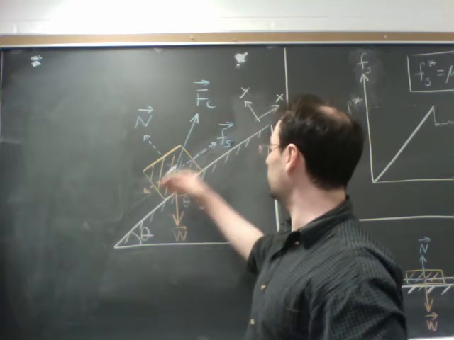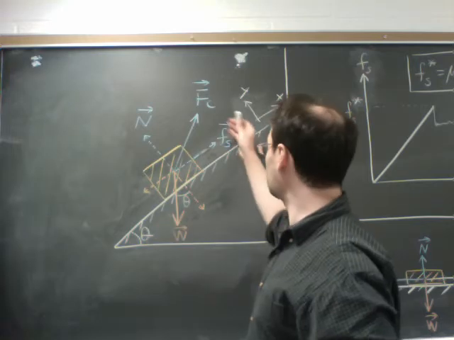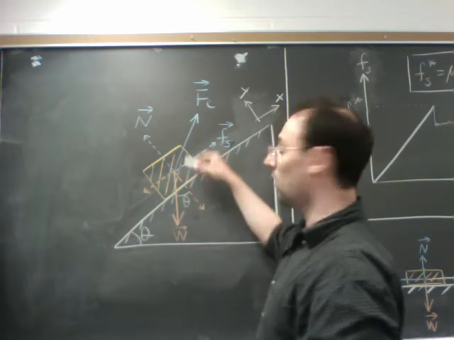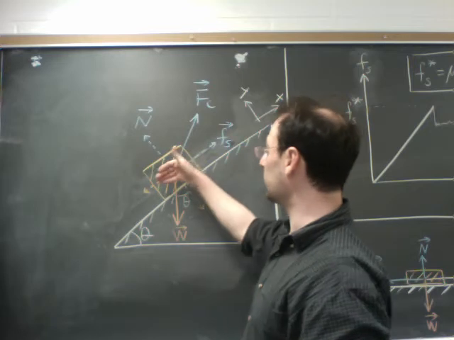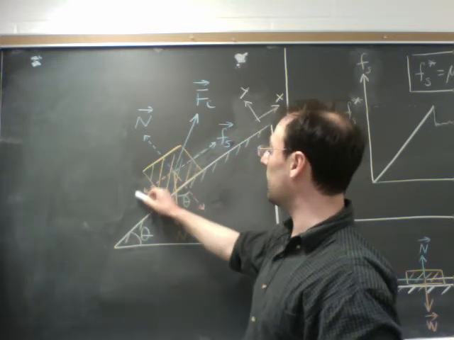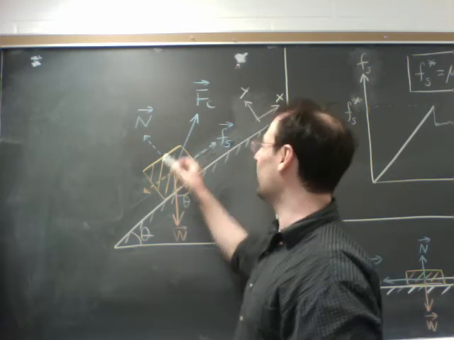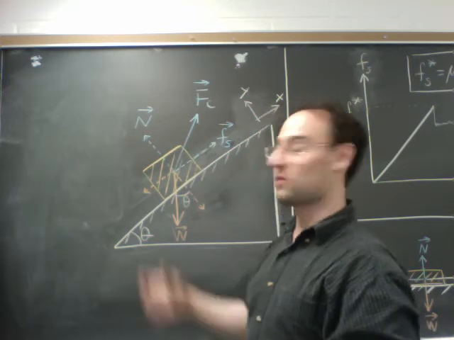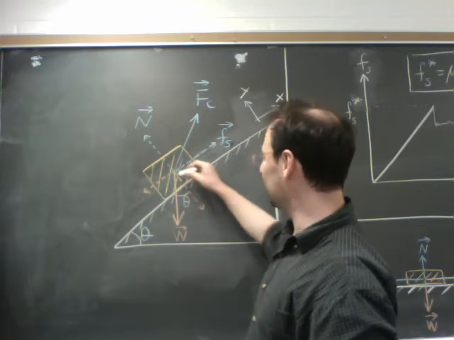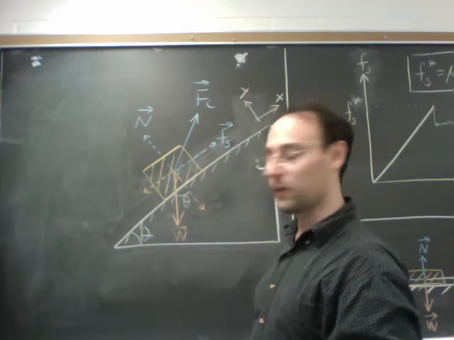For an object that's not moving relative to the surface on which it's resting, this is an example of a static friction force. The role of the static friction force is to prevent this object from sliding down the inclined plane as pulled by this component of the weight. Incidentally, the role of the normal force is to prevent the object from going through the surface because it's also acted upon by this component of the weight.